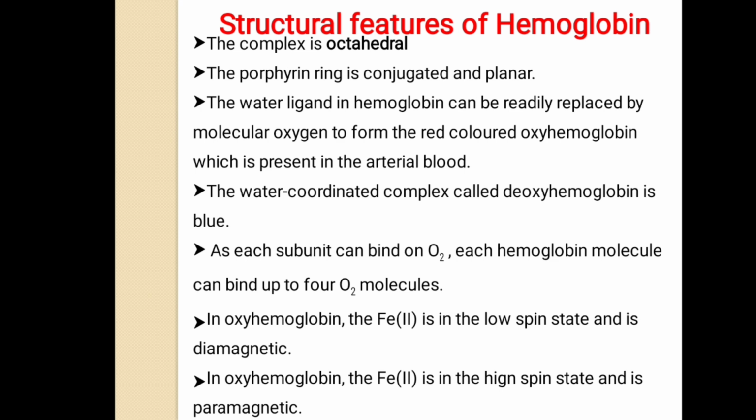The porphyrin ring is conjugated and planar. The water ligand in hemoglobin can be readily replaced by molecular oxygen to form the red-colored oxyhemoglobin, which is present in the arterial blood. The water-coordinated complex, called deoxyhemoglobin, is blue. As each subunit can bind one oxygen, each hemoglobin molecule can bind up to 4 oxygen molecules. In oxyhemoglobin, the Fe2+ is in the low spin state and it is diamagnetic. In deoxyhemoglobin, the Fe2+ is in the high spin state and is paramagnetic.